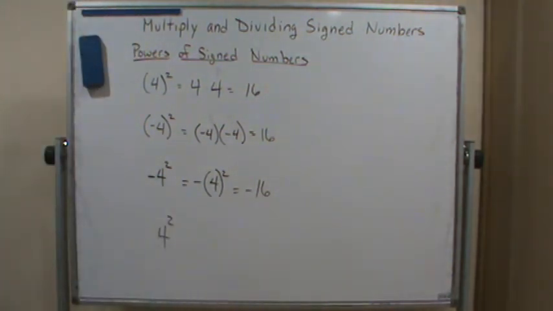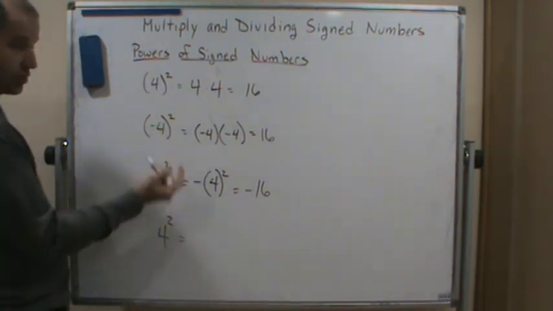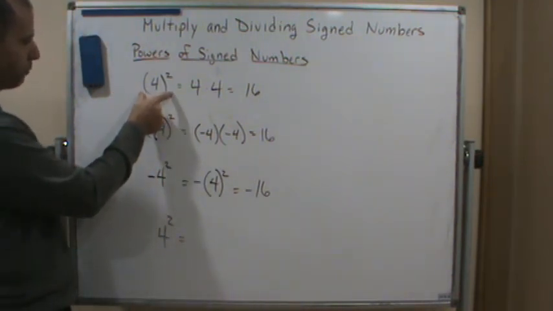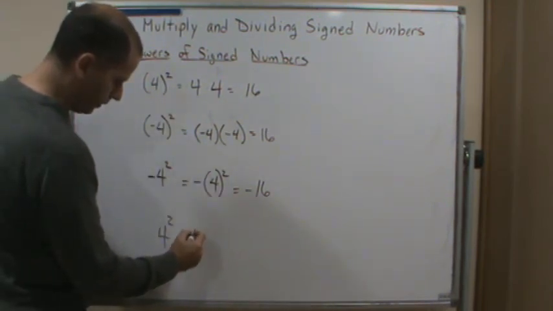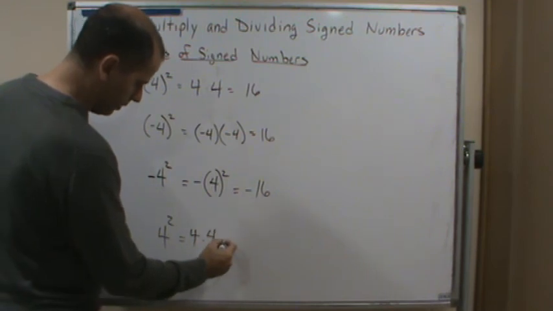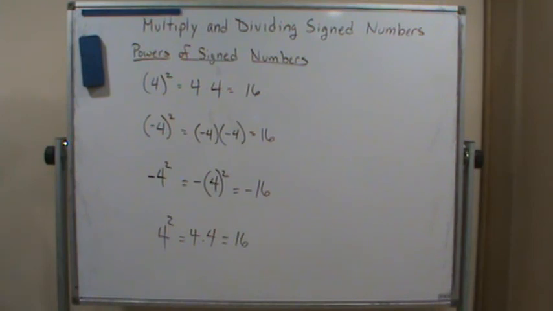Okay? And then, of course, this is the same as this. I just don't need the parentheses. So if you don't have parentheses, it's the same as this. So this is also 4 times 4, which equals positive 16. Okay?